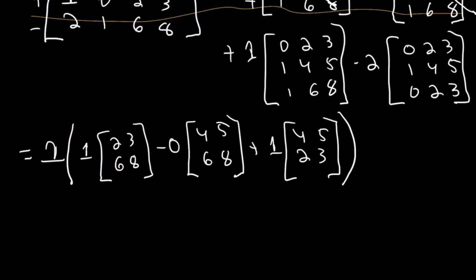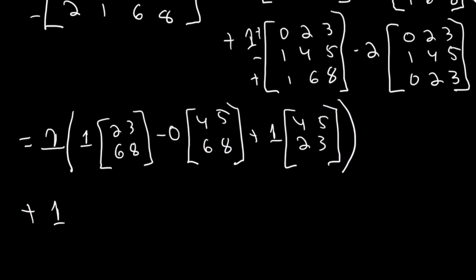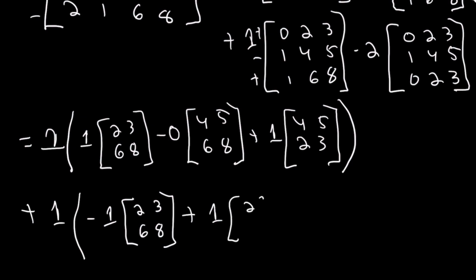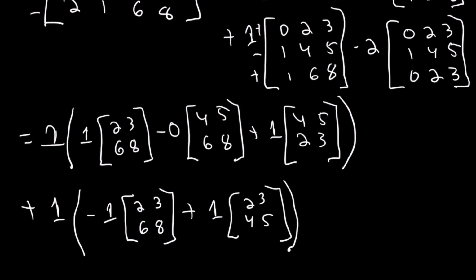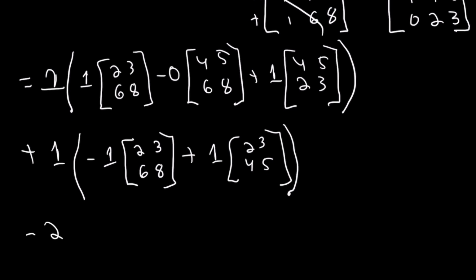Then it's going to be 1. Remember, same thing, positive, minus, positive. But since you understand the 0 part, we can just move on from that one and go to the negative 1 instead, because this 0 is just going to make it 0. So anyways, negative 1, matrix 2, 3, 6, 8, plus 1, 2, 3, 4, 5. Cross that one off. So it's going to be minus 2.